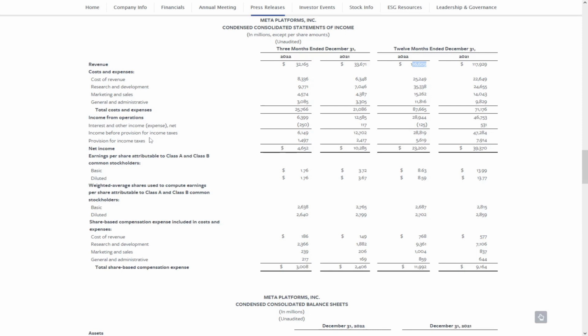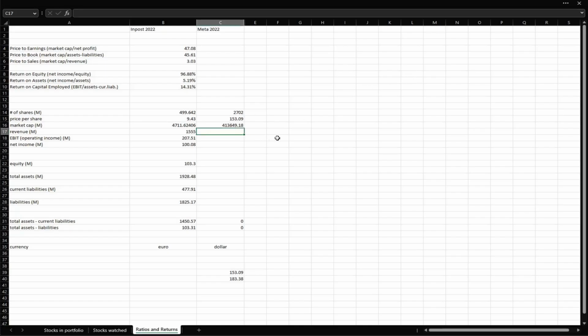Revenue. We move on to our report, and 12 months ended December 31st, 2022. The revenue is that's the number. It's 116 billion and 609 million dollars. So let's put that number there. 116 and 609. That's our revenue.